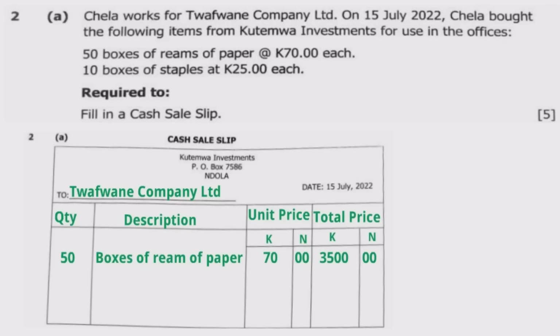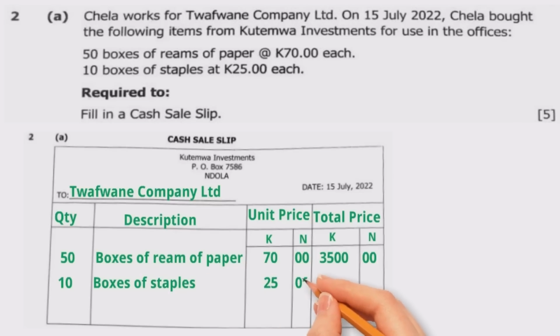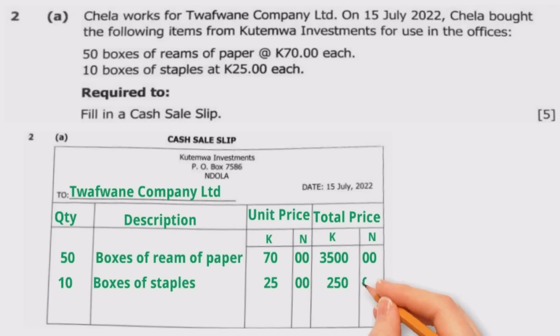Then we come to the second transaction, which is 10 boxes of staples at 25 kwacha each. So we write 10 under quantity, boxes of staples under description. Then unit price, we write 25 kwacha because they are selling at 25 kwacha each box. Then total cost, we multiply 25 by 10 and that gives us 250. So we write 250.